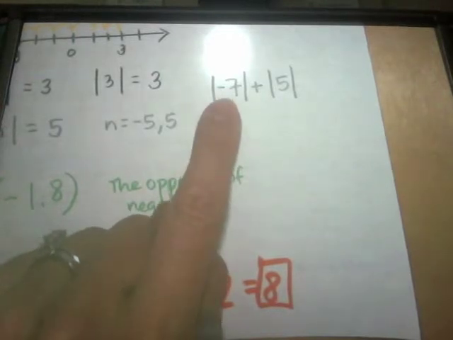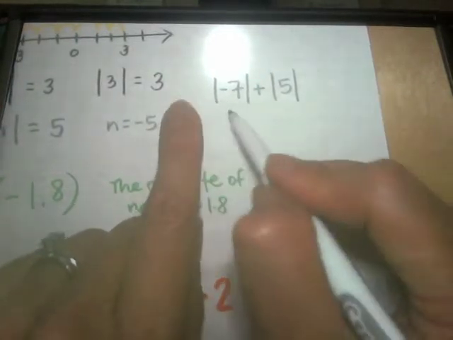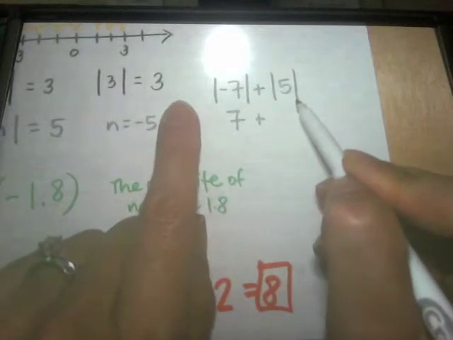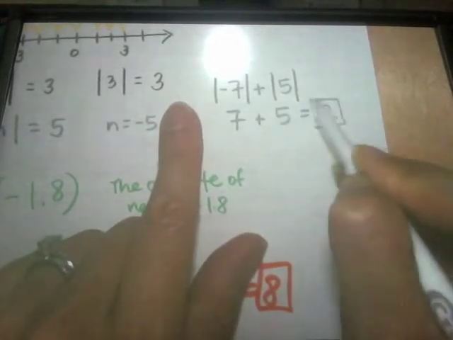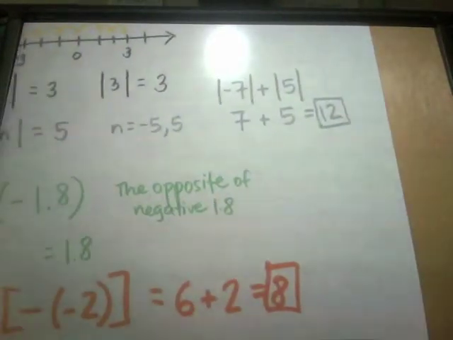What's the absolute value of -7? Brian? 7. What's the absolute value of 5? Vincent? 5. Our answer is 12. So you first get the absolute value, which is pretty simple, then you do the operation. That's it.